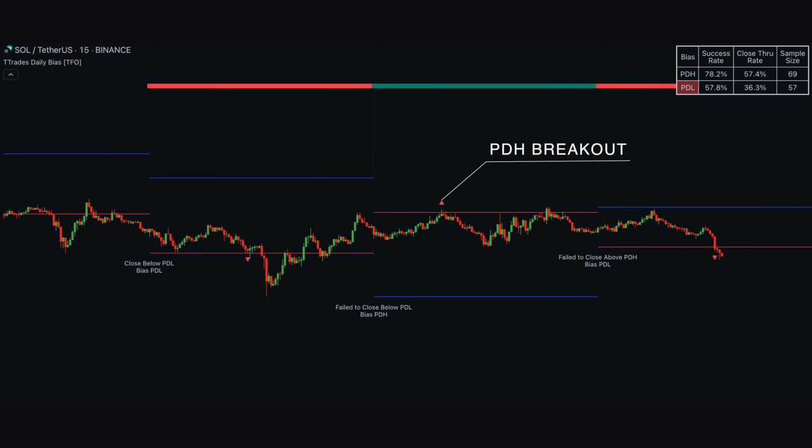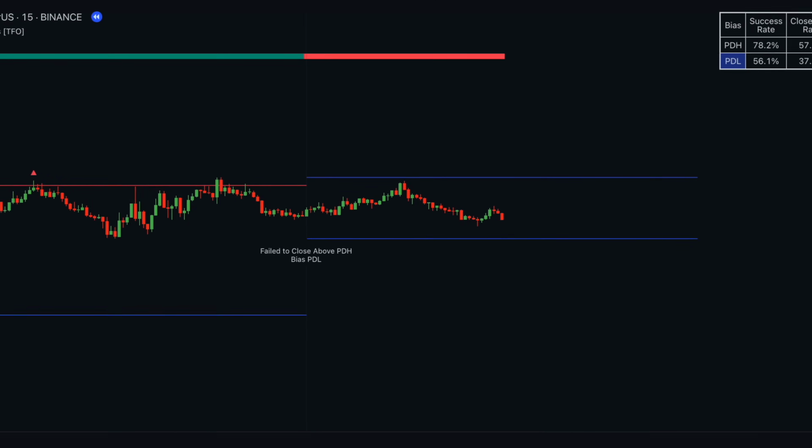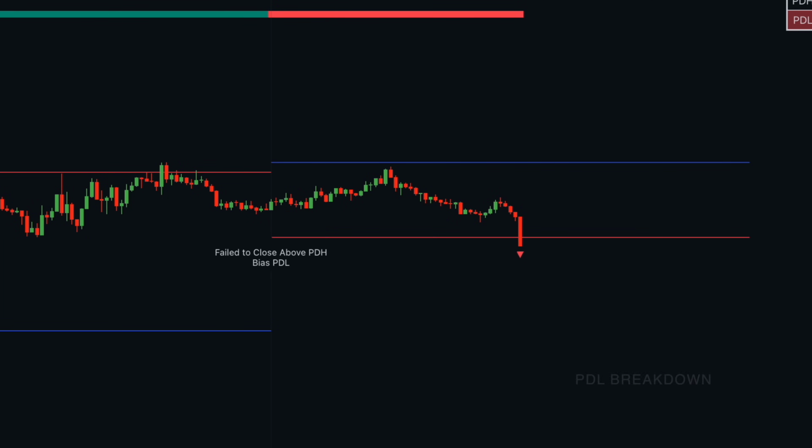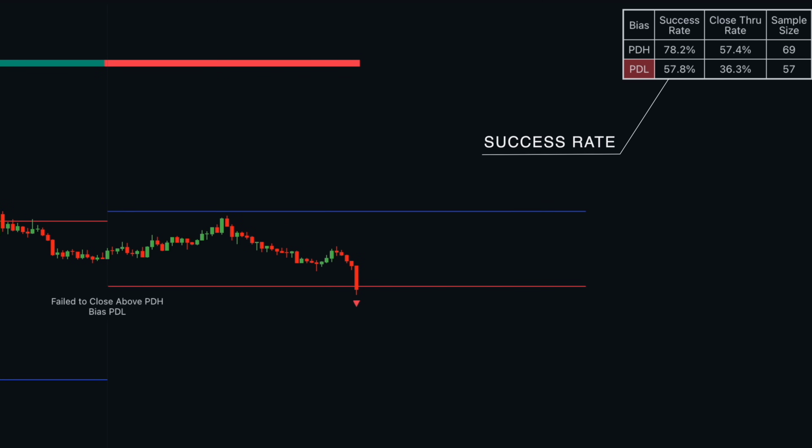The triangles you see are plotted to indicate the time at which PDH or PDL was traded through. This color scheme is also applied to the table in the top right. Once a bias is determined, that cell's color starts out as blue and turns red once the level is traded through. The table indicates the success rate of price hitting the levels provided by each period's bias, followed by the success rate of price closing through said levels after reaching them, as well as the sample size of data collected for each scenario.